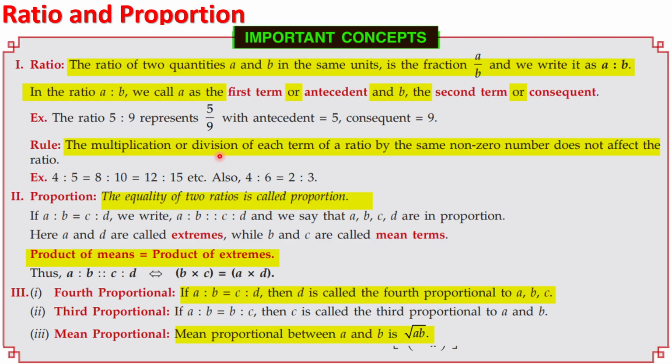The multiplication or division of each term of a ratio by the same non-zero number does not affect the ratio. 4:5 is equal to 8:10 is equal to 12:15, etc. Also 4:6 is equal to 2:3.